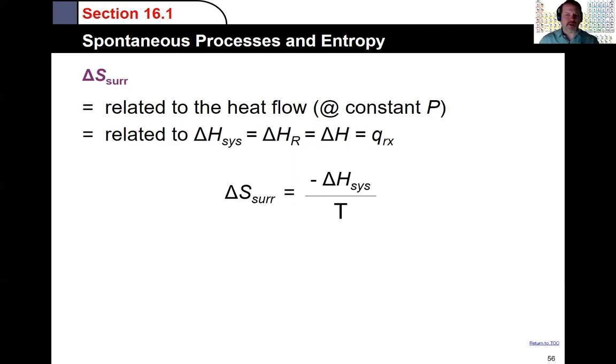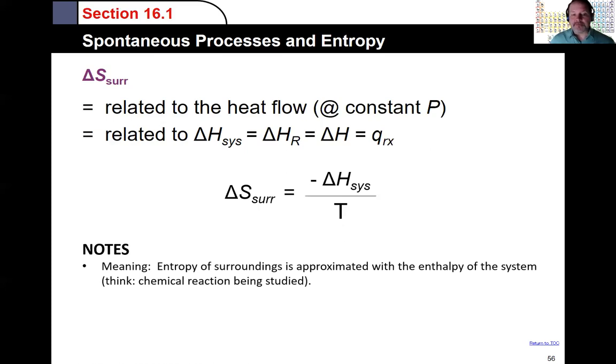Well, wait a second, where'd that negative come from? Well, because if it's an exothermic reaction, it's going to produce heat to the surroundings. That's going to increase the entropy of the surroundings. That's a positive number for the surroundings. So we're going to have to do the opposite sign to get the right calculable number that represents entropy.